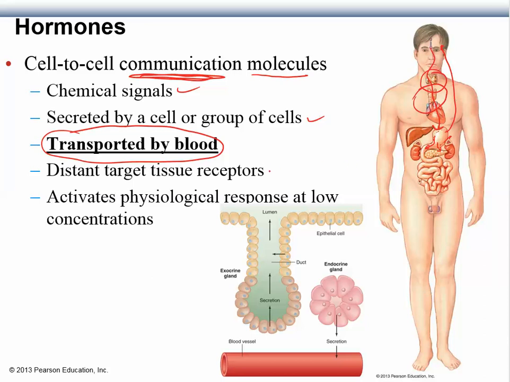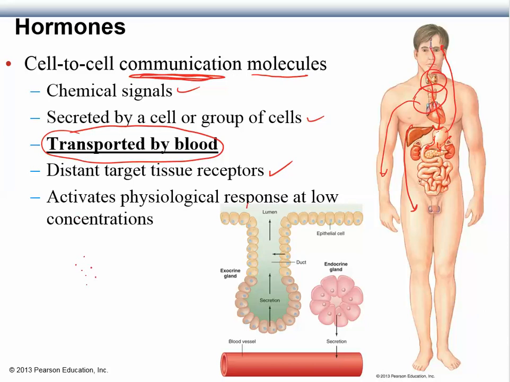The target tissues tend to be distant. They can be close, like I said, like in the stomach, there are some hormones that have an effect just in cells that are very nearby, but it's different than paracrine and autocrine signals that are very specifically for molecules that are close by. Hormones have the capability of communicating in distant areas. Okay, activates physiological response at low concentrations. Okay, so it doesn't take much of a hormone.